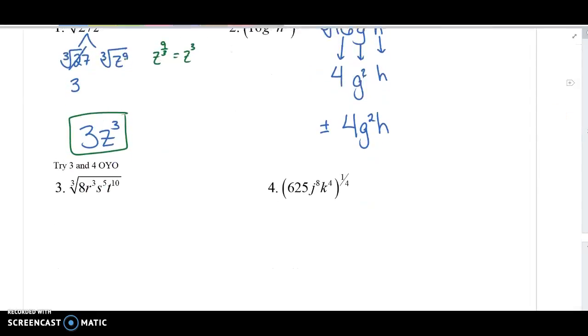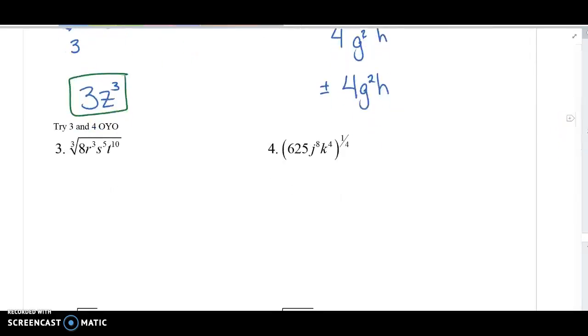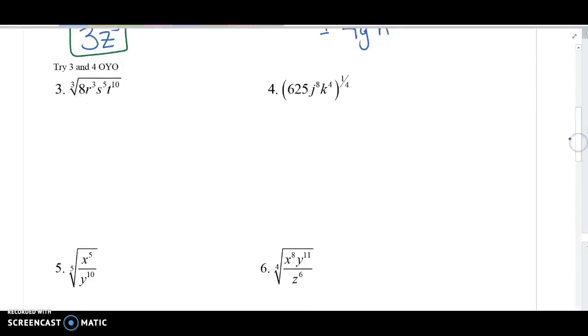I was going to have you try number 3 on your own, but I changed my mind. We are going to do number 3 together. So, third root of 8. Let's start with the third root of 8. Look at your perfects chart. What is the third root of 8? 2.